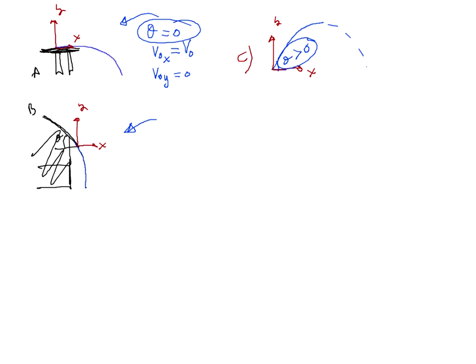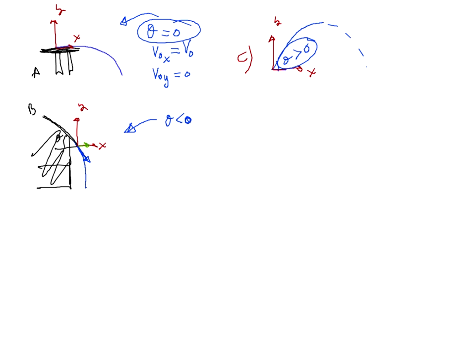Draw the slope at t is equal to 0. Excellent. Initial velocity is down. Therefore, the angle is negative. Again, x unaffected.